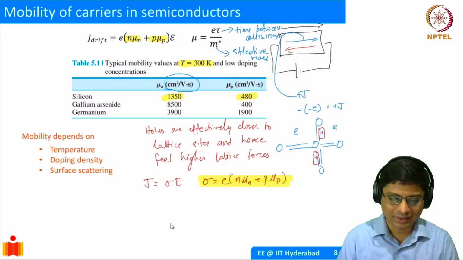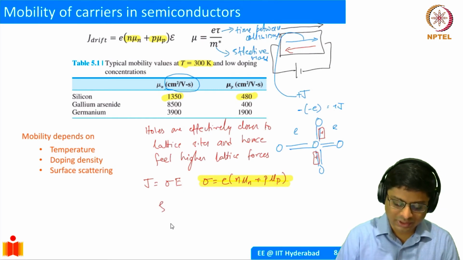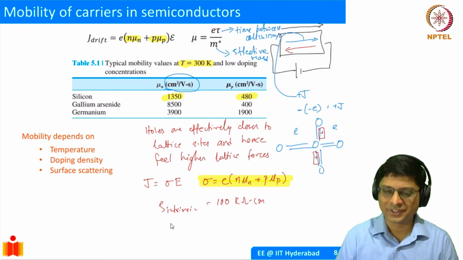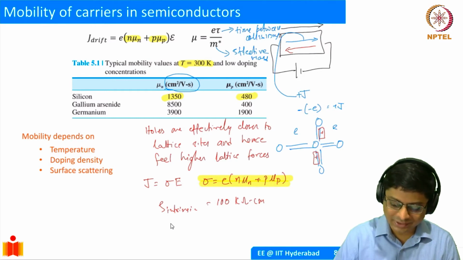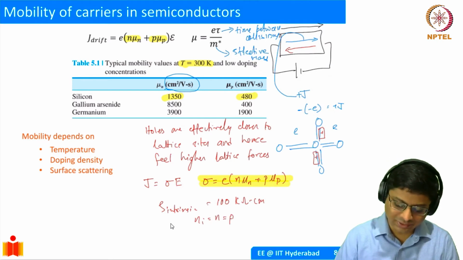For example, I mentioned the resistivity of intrinsic silicon. Rho intrinsic for silicon, I said, would be hundreds of kilo ohm centimeter. Verify how much it is. For an intrinsic semiconductor, ni equal to n equal to p, and you have the mobility here. So if you want to calculate resistivity, resistivity is going to be 1 by sigma.